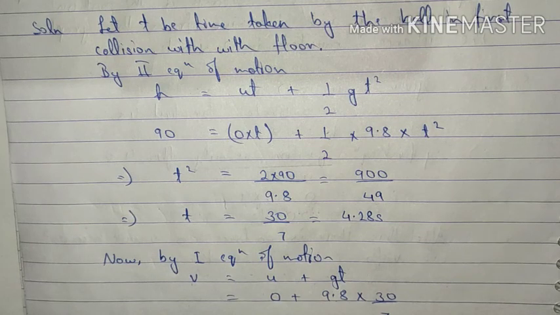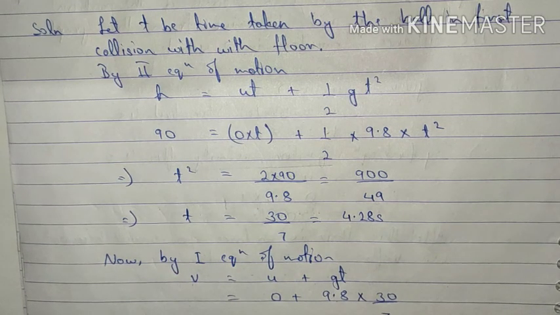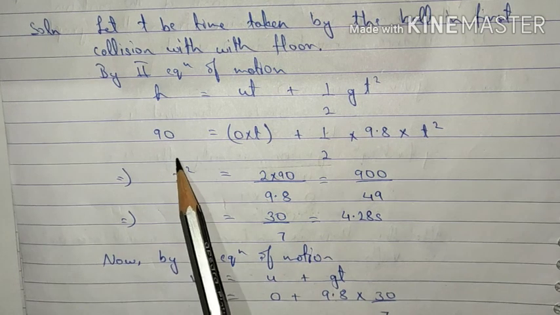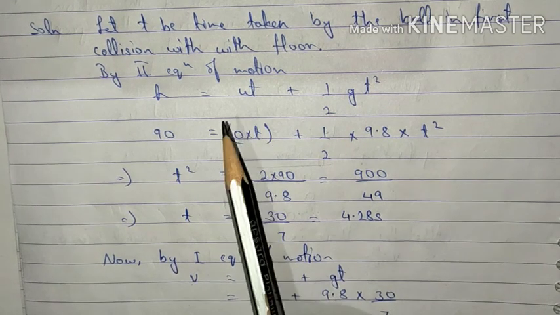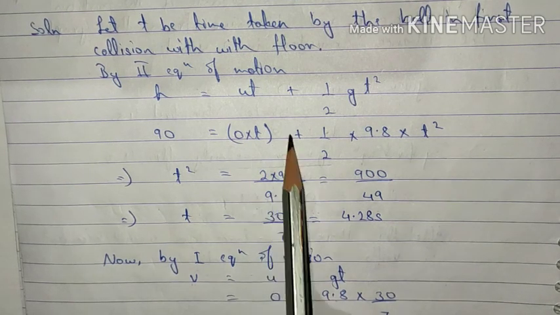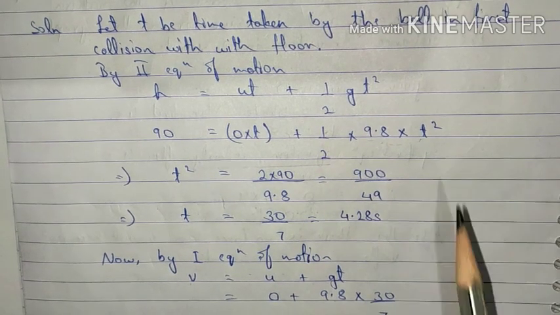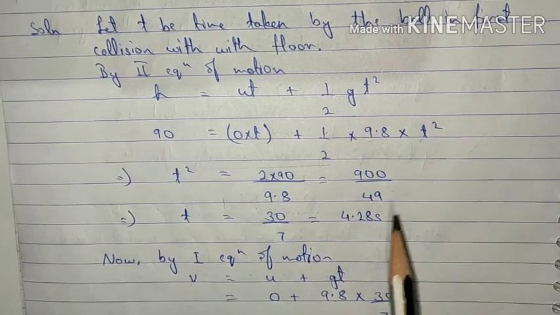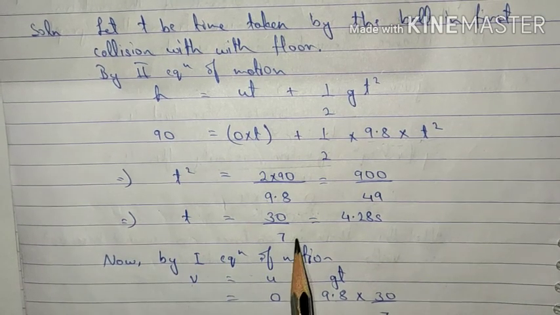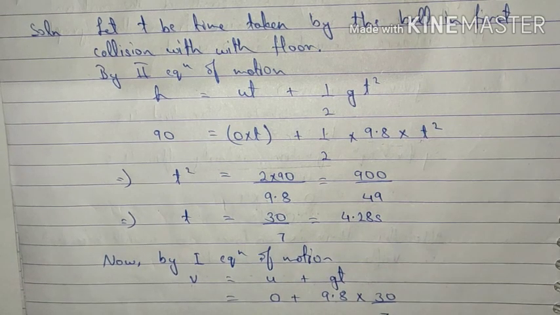Now, applying the second equation of motion, we have h is equal to ut plus half gt square. The value of height is given as 90. u is 0 as we are dropping the ball. I already told you we are dropping the ball, so initial velocity will be 0. So u into t will give us 0 over here. Half, value of g is 9.8, into t square. Solving this equation for the value of t, we will get t is equal to 30 upon 7 seconds, which can be written as 4.28 seconds.